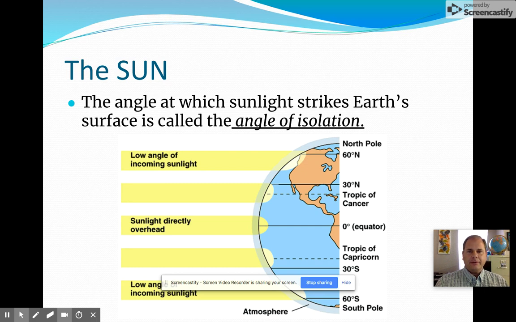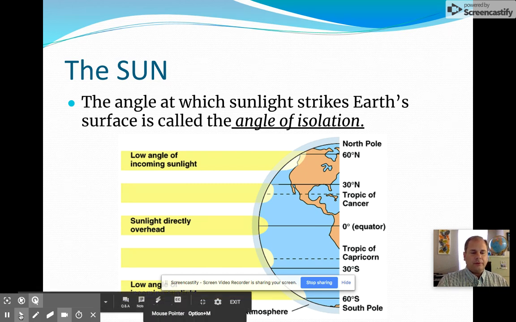This diagram, this picture, shows you the sun's rays coming in, and as you can see, the earth is round and the sun's rays shine straight onto the earth at the equator, in the middle of the earth.